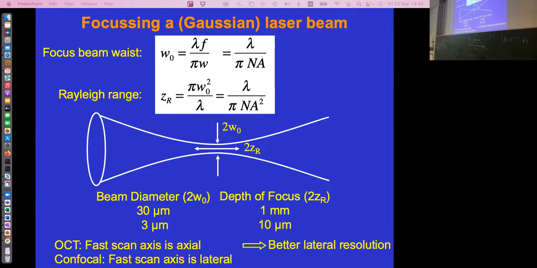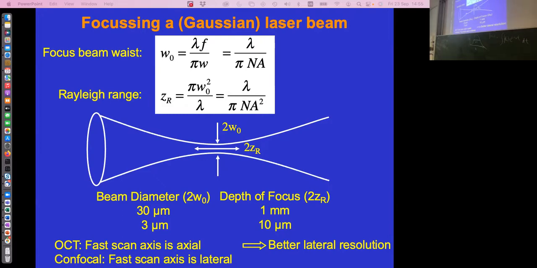Gaussian optics is the way we describe Gaussian fields. So the focus beam waist, omega 0, which is the radius of the beam, is defined by the wavelength times the focal length of the lens divided by pi times omega. And omega is the beam diameter on my lens. So the beam diameter on the lens, the focal length of the lens, together with the wavelength, define the radius of my focus.